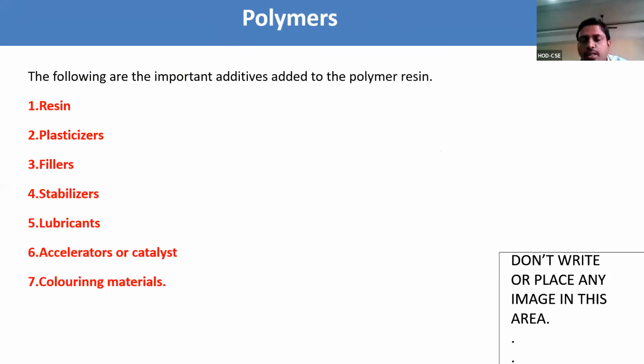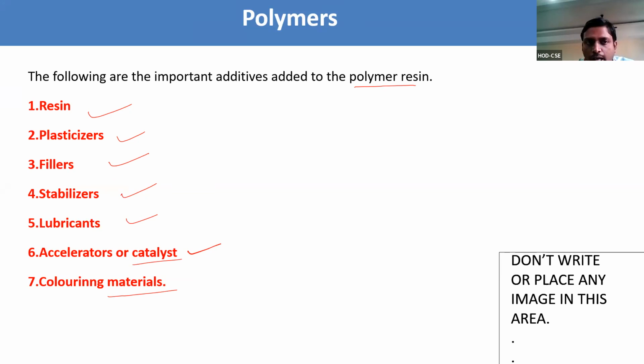There are the following important additives added to the polymer resin, which forms a major portion of the plastic: plasticizers, which increase the flexibility and plasticity of the plastic; fillers; stabilizers; lubricants, which are oils added; accelerators or catalysts for thermosetting plastics, to convert the fusible resin into cross-linked form; and coloring materials. These are of two types, inorganic and organic.